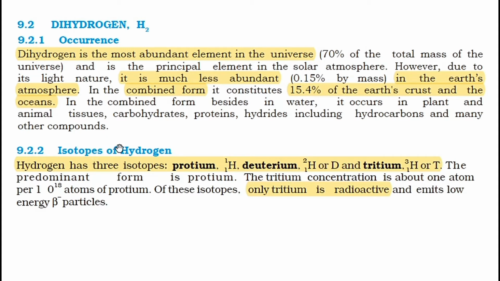Now, isotopes of hydrogen. Hydrogen has famously three isotopes: protium, deuterium, and tritium. The predominant form is protium with a very high abundance. The tritium concentration is about 1 atom per 10 raised to 18 atoms of protium, meaning it is very less abundant, and of these isotopes only tritium is radioactive and emits low energy beta particles.